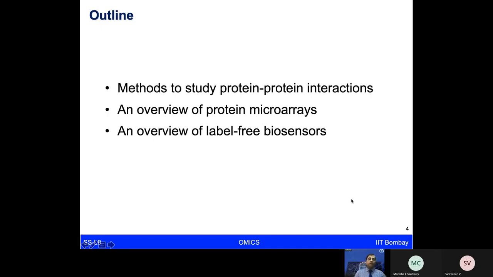So I'm going to give you first an overview of different methods to study protein-protein interactions, and a little bit of elaboration on protein microarrays, as well as the label-free biosensors. After this, we will have Dr. Manisha, who is going to give you a hands-on session on protein-protein interaction studies.